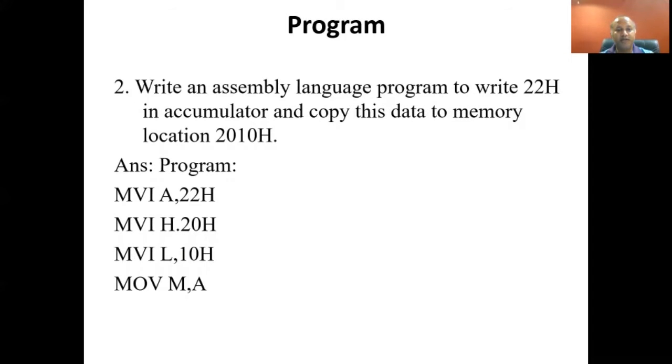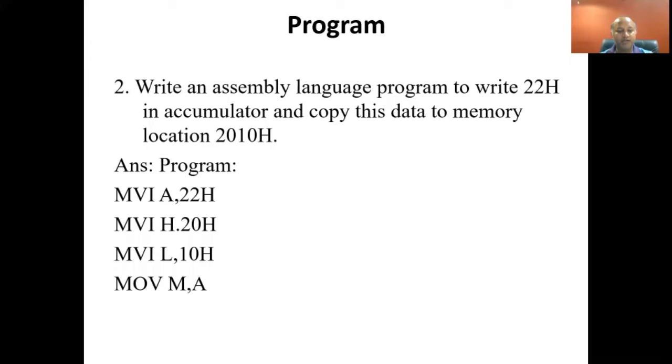Next is write an assembly language program to write 22H in accumulator and copy this data to memory location 2010H. So we'll write this program like this: MVI A, 22H, MVI H, 20H, MVI L, 10H, and MOV M, A.